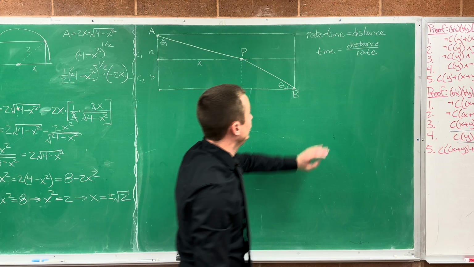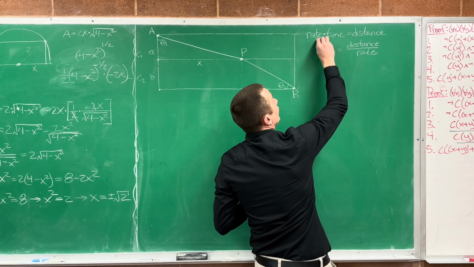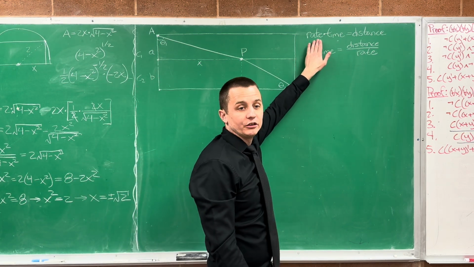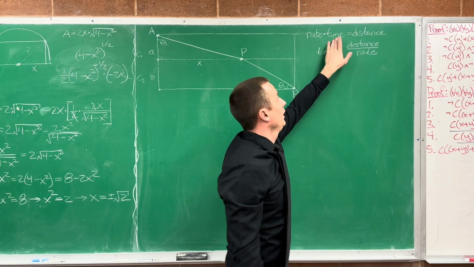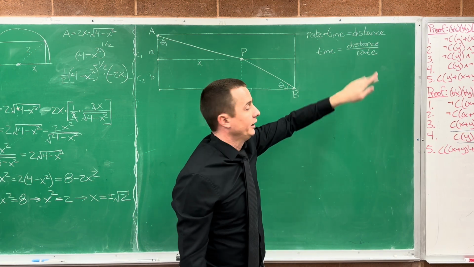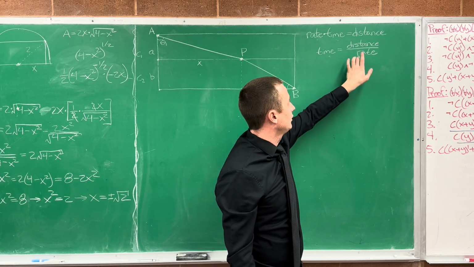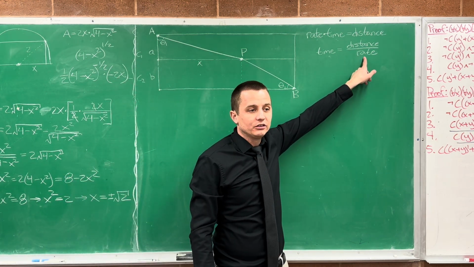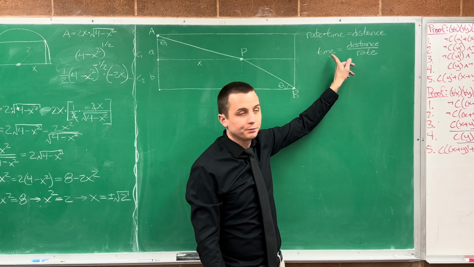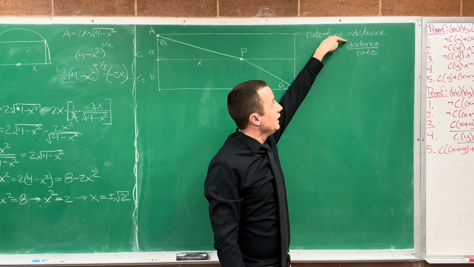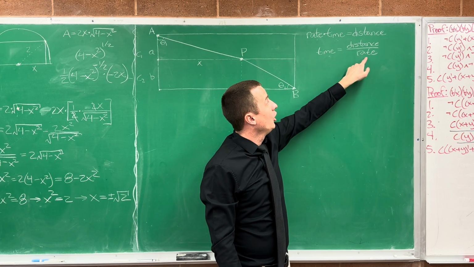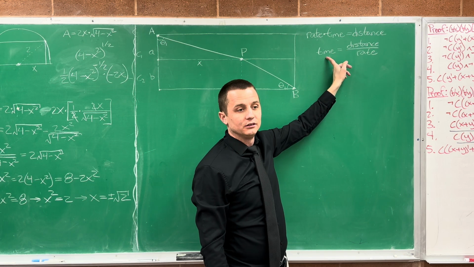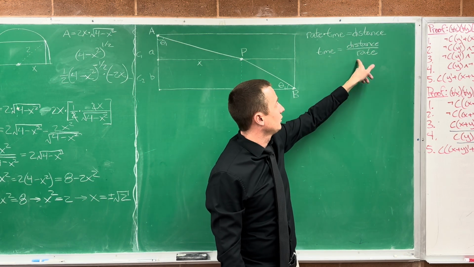Now you've probably heard 1,000 times throughout your education, rate times time equals distance. If I'm going 100 miles per hour and I do that for 5 hours, how far do I go? 500 miles. If you want to get your time, you do your distance divided by your rate. If I'm trying to go 300 miles, and I know I'm going to drive at a rate of 50 miles per hour, how long will it take me to get there? 6 hours.